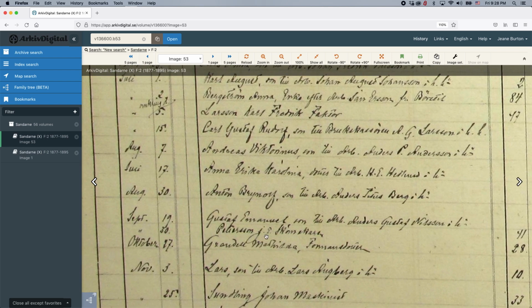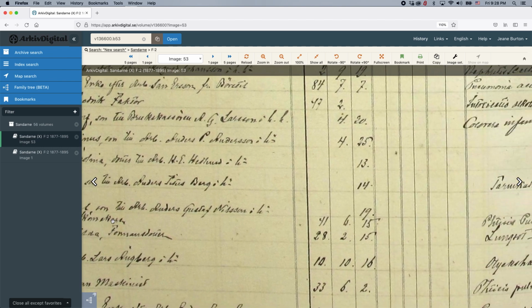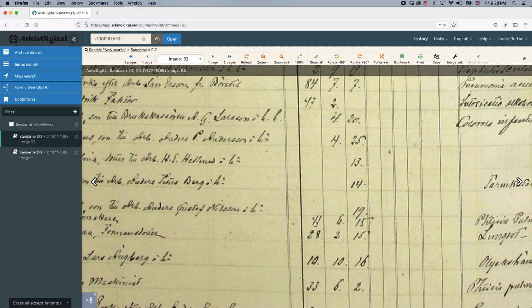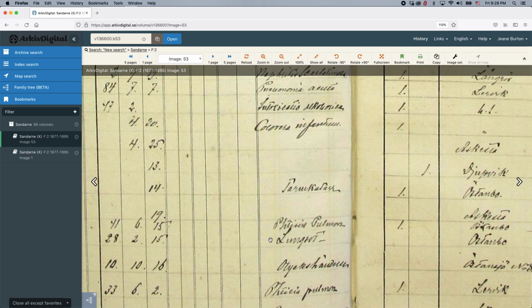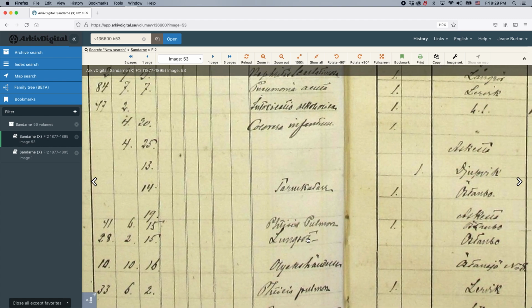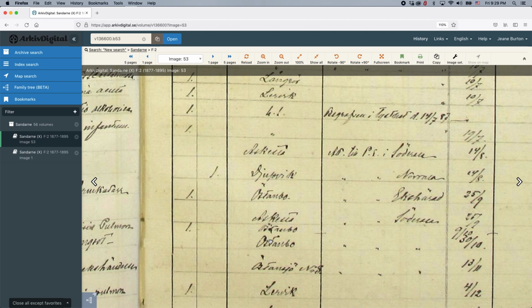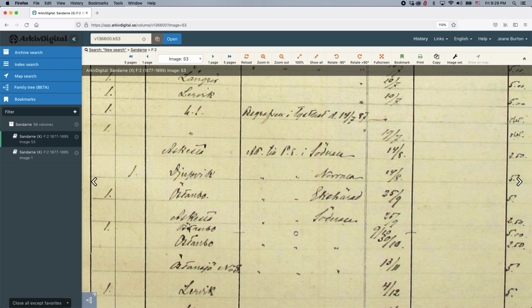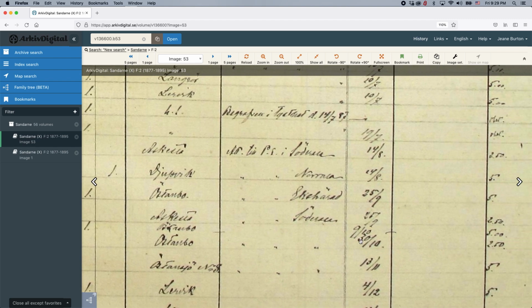Peterson, J.E. Smakra. Over here, he was 41 years of age, 6 months and 15 days. He dies of tuberculosis. This is where he was from, living. And here it tells the year, the month and the day that he was buried.